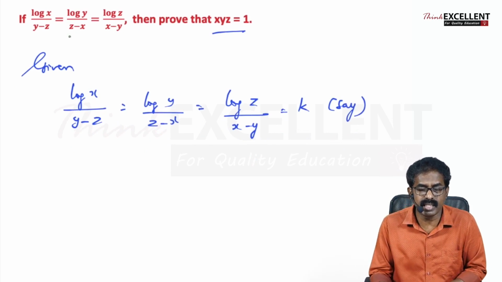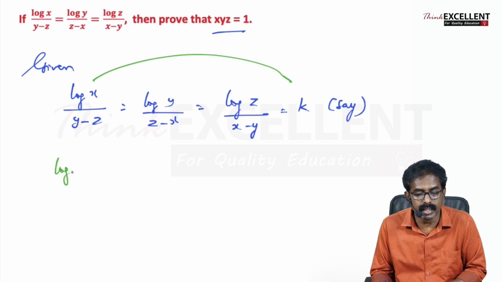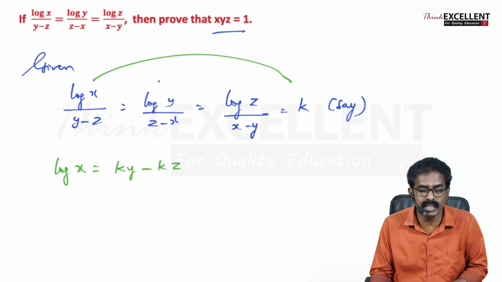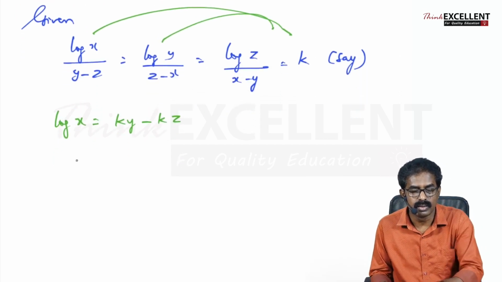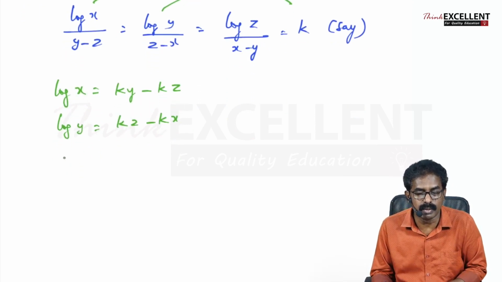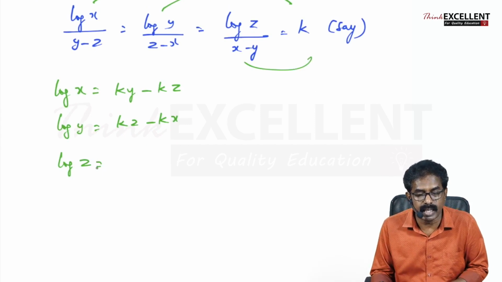Now we take first and last, group first and last. You cross multiply, you will get log x, when you cross multiply, ky minus kz. Now we take second and last. So log y equal to kz minus kx. Third and last, log z, cross multiply, log z is equal to kx minus ky.